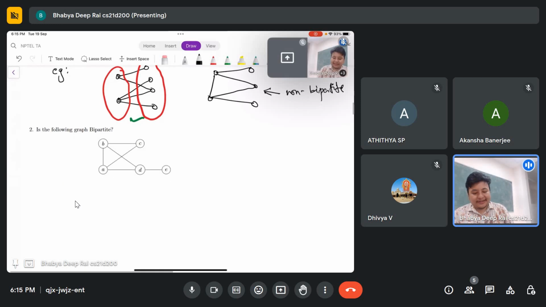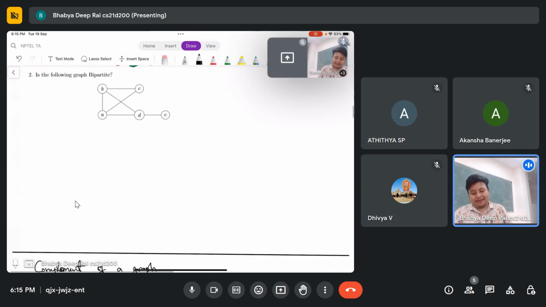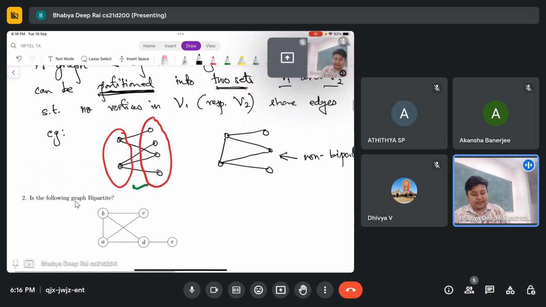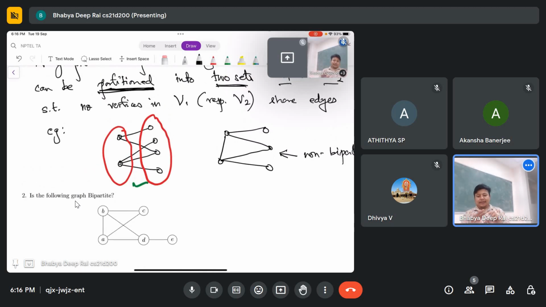So I'm going to address exactly that question. How do you quickly check whether a graph is bipartite? I would first like you to think about it. My question is, is the following graph bipartite? Bipartite means dividing it into two partitions such that vertices from the same partition do not have edges among them. So is this graph bipartite?